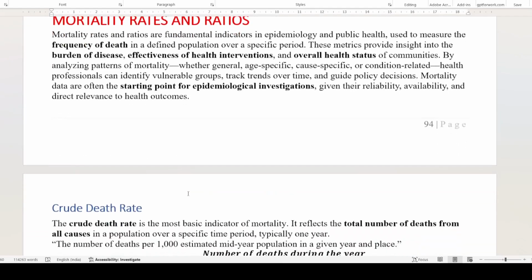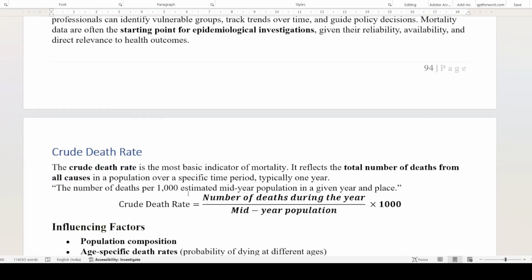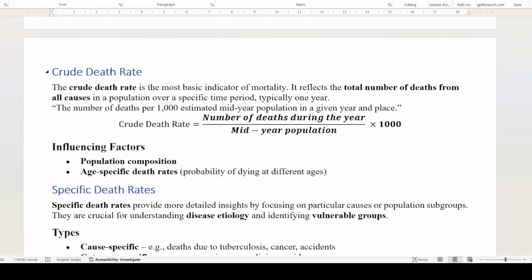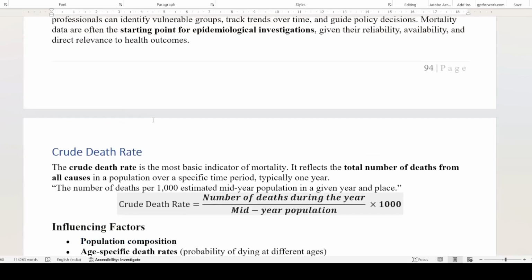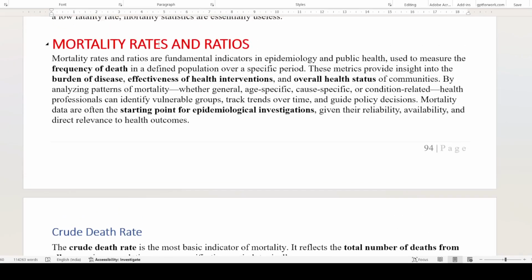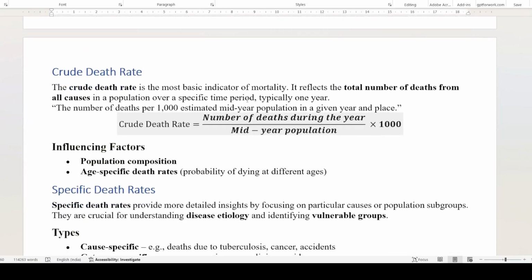Now, if we talk of mortality rates and ratios, I'll come quickly to certain death rates which we have to study. If the question comes, what are mortality rates and ratios? You will just say that mortality rates or ratios are used to measure the frequency of death in a defined population over a specific period of time, right? And there are certain death rates that we have to study.